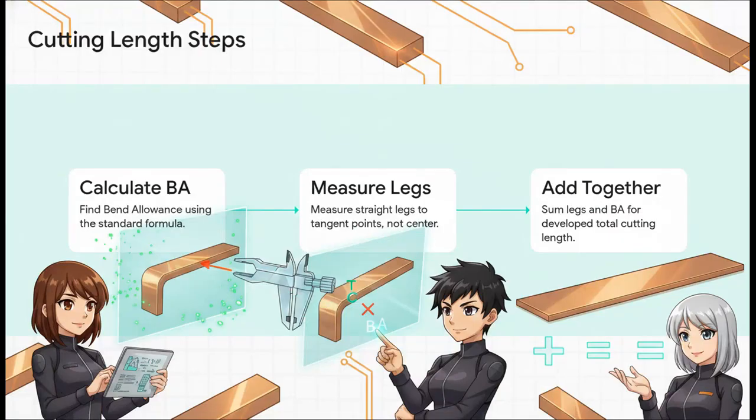So, to calculate a proper 90-degree or offset bend, you just follow these exact steps. Step 1, calculate the bend allowance. Step 2, measure your straight legs. But listen up, because here is the absolute golden rule that trips up so many new engineers. You must always measure your straight legs to the tangent points of the bend. Never, ever to the bend center. Finally, step 3, just add the straight legs and the bend allowance together. That whole shebang gives you the exact flat, developed cutting length for the raw material.